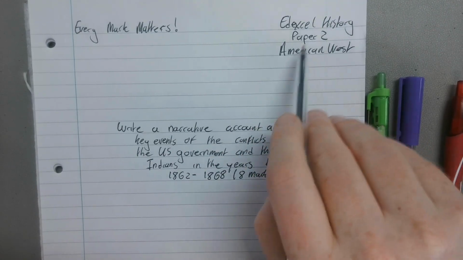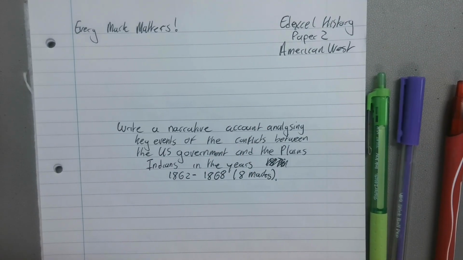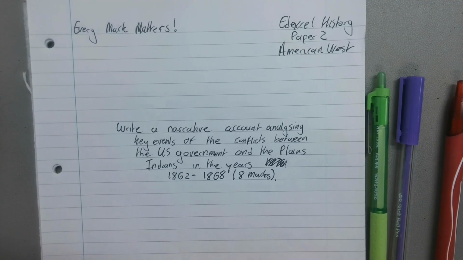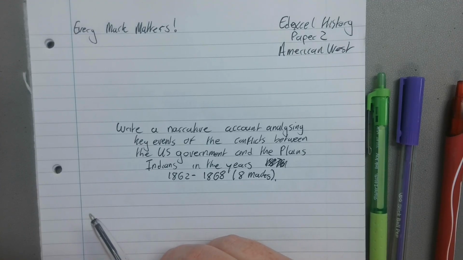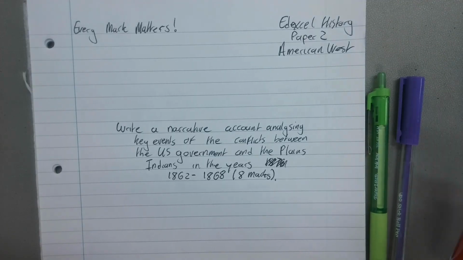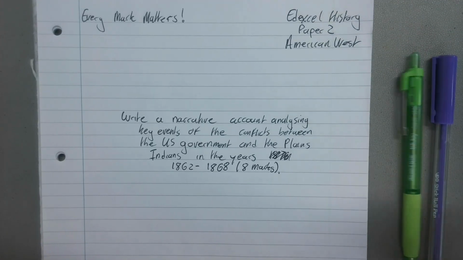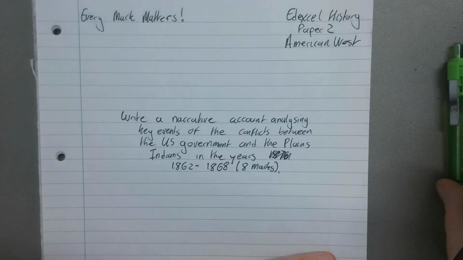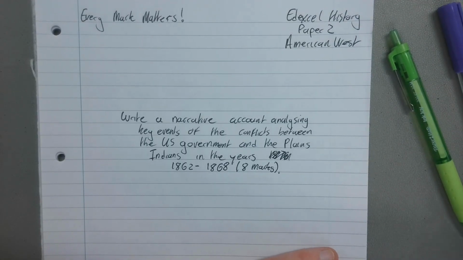Today we are having a look at Edexcel History paper two, the American West. Our question of the day is: write a narrative account analysing the key events of conflicts between the US government and the Plains Indians in the years 1862 to 1868. This is an 8-mark question. This, ladies and gents, is a challenging question, but we're going to go for 8 marks and I'm going to show you how to do that.